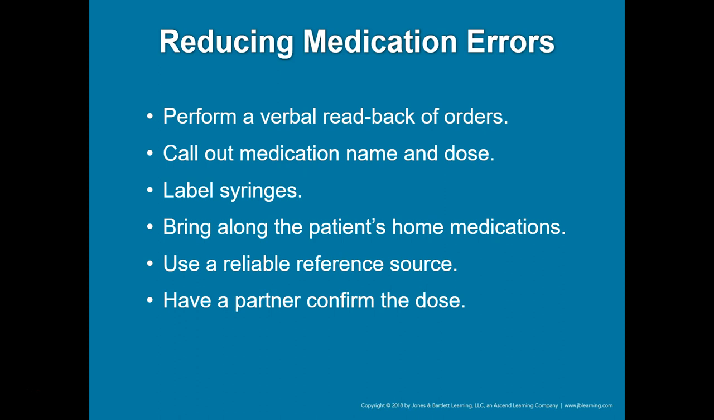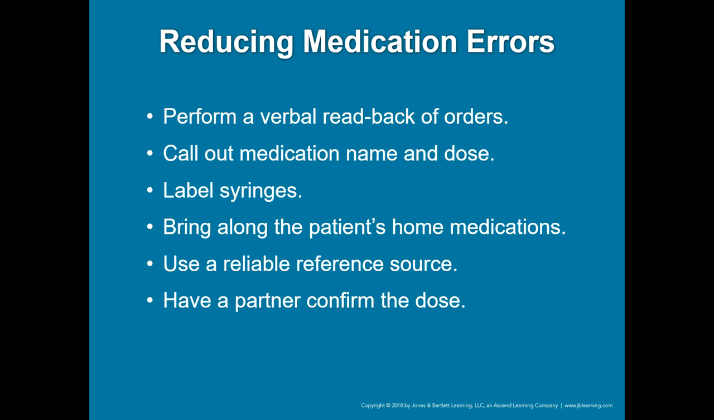Call out medication name and dose. I like to do this anytime I'm getting a bunch of drugs out of the drug box relatively quickly. I'll read it out loud. It's just another way of my brain processing that prevents any errors. If I've got, all right, fentanyl, 100 micrograms. Rocuronium, 100 milligrams. Etomidate, 20 milligrams. It's just another way my body helps prevent any errors there.